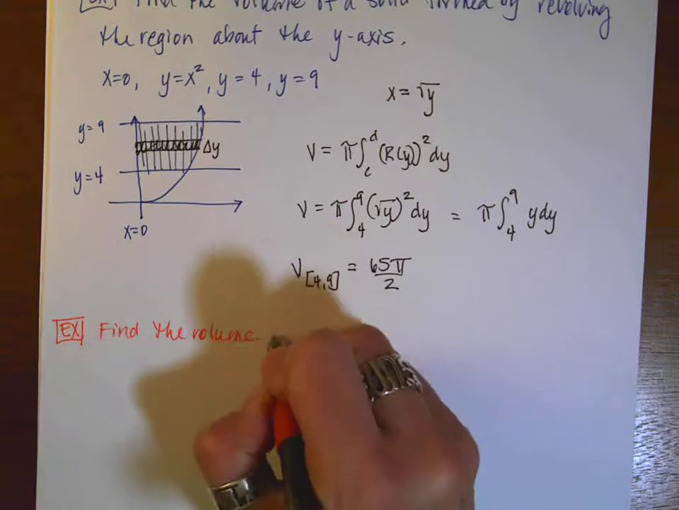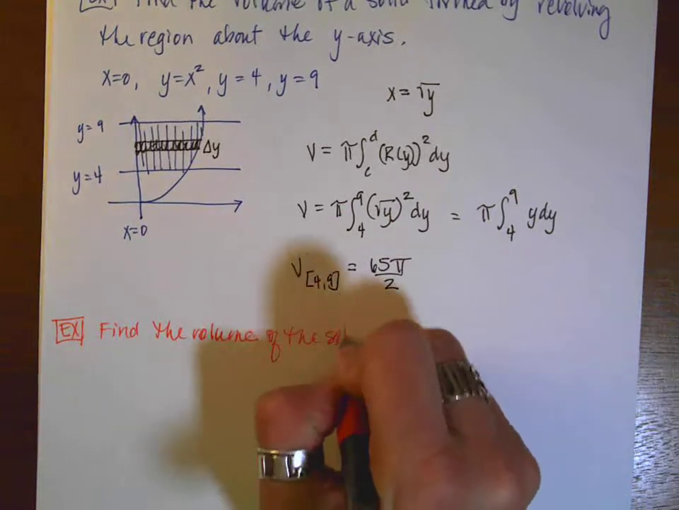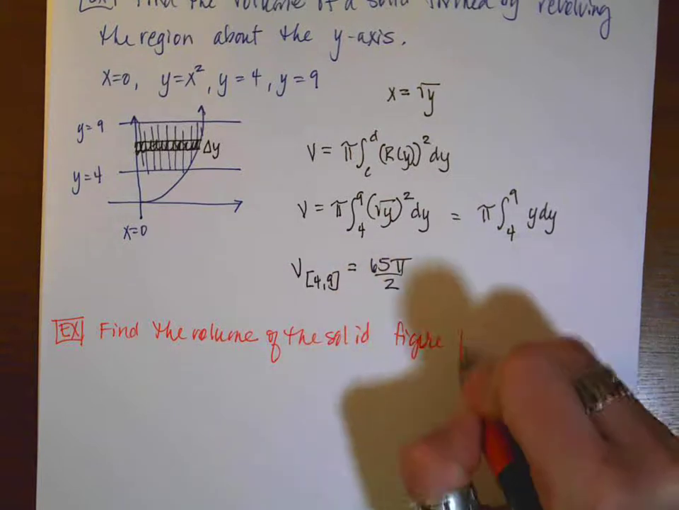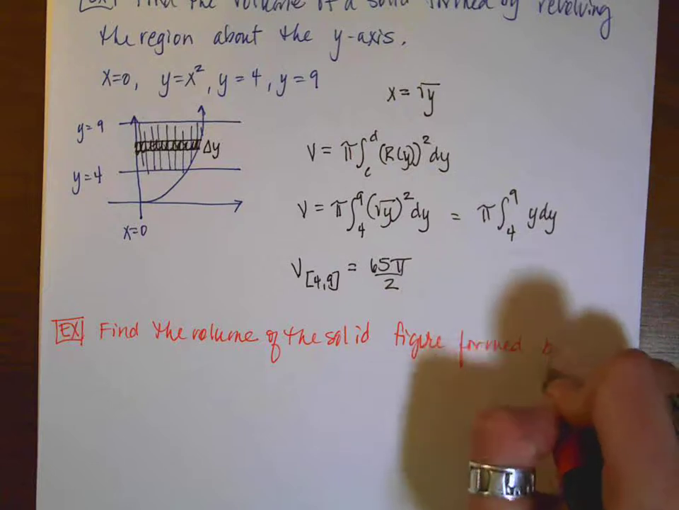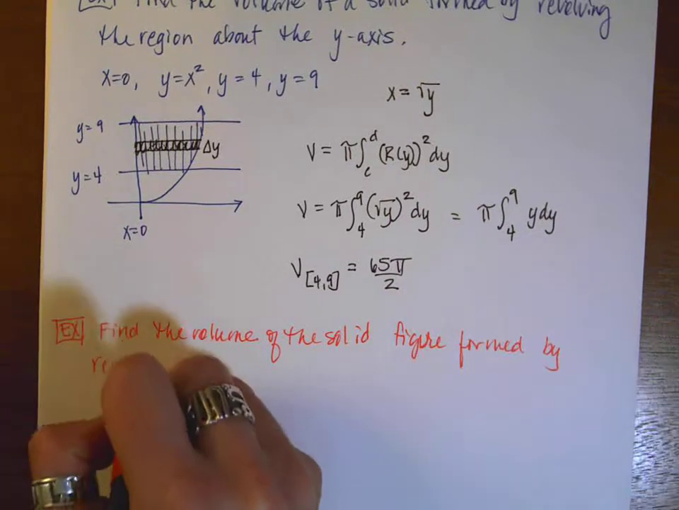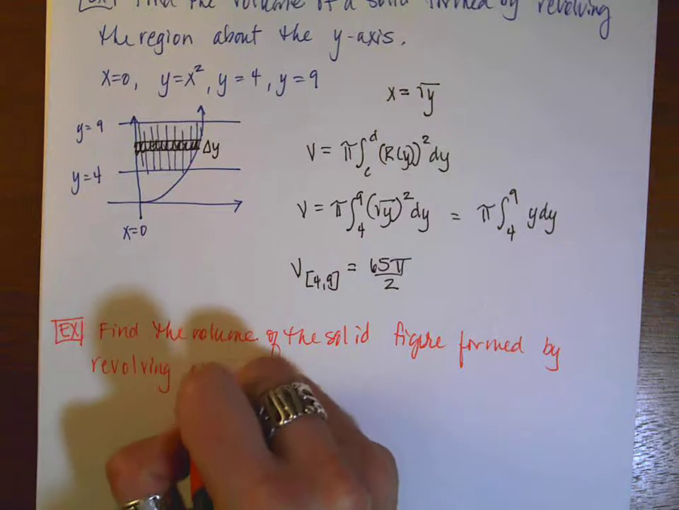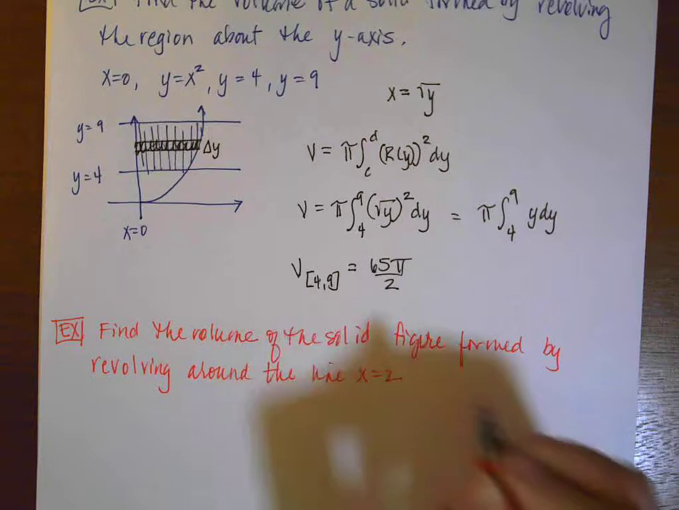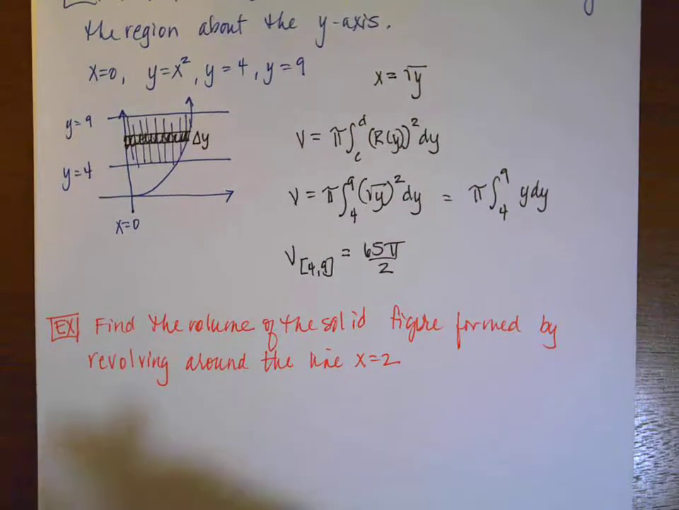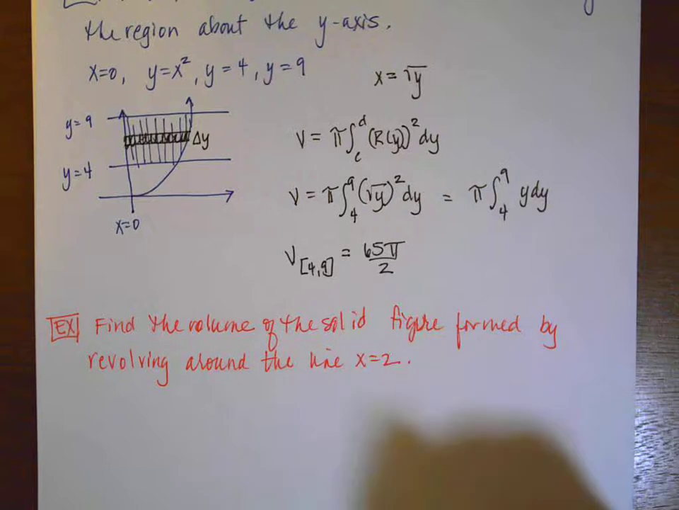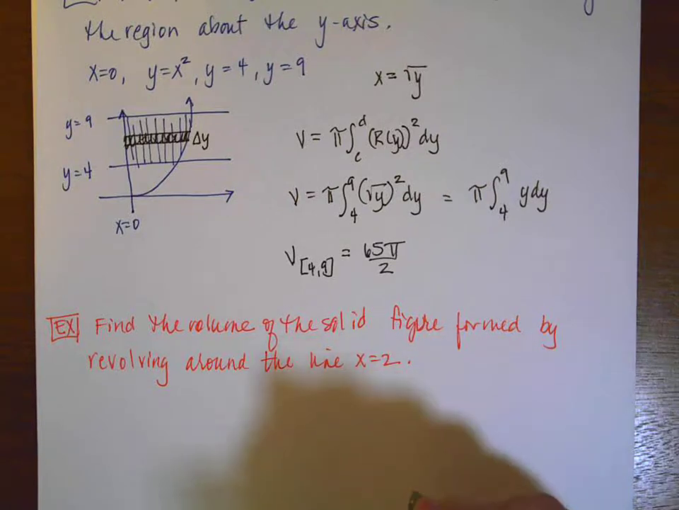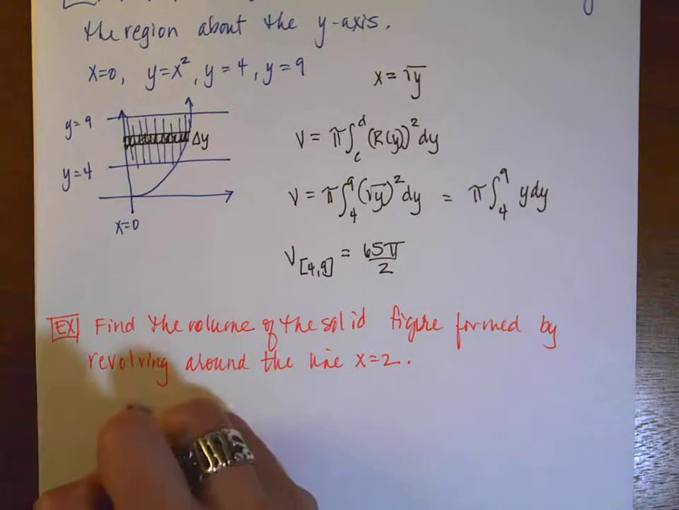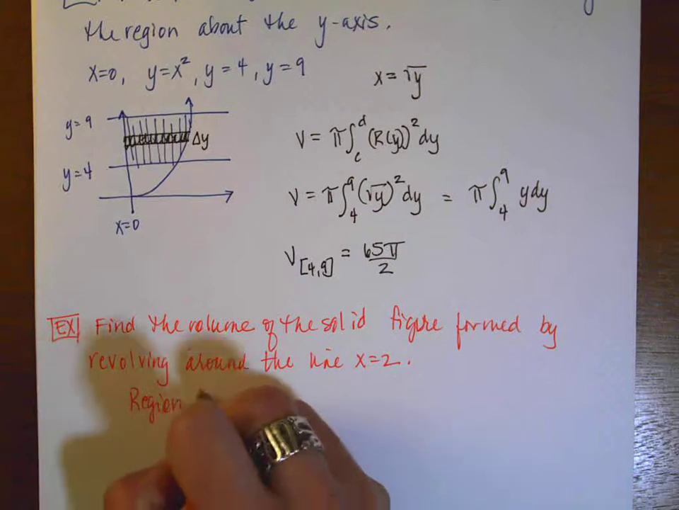So we want to, of course, find the volume of the solid figure, that's a U, by the way, formed by revolving around the line x equals 2. So again, if we think about what we've just been told, and I'll give you more information, okay? But since we're revolving about a vertical line, in all likelihood, we're going to do a delta y, okay?